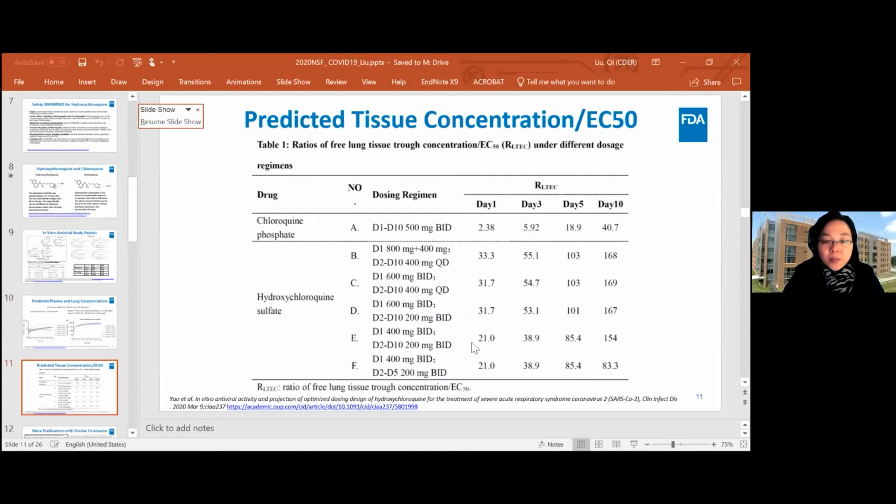The authors compared the predicted free lung trough concentration with the estimated EC50 of 0.72 micromolar, and this table summarizes the ratio under the different dosing regimens. As we can see, the ratios are well above 1, especially for hydroxychloroquine, suggesting the in vivo tissue concentration of hydroxychloroquine should be significantly higher than the EC50 value, suggesting a robust antiviral effect for all these dosing regimens.